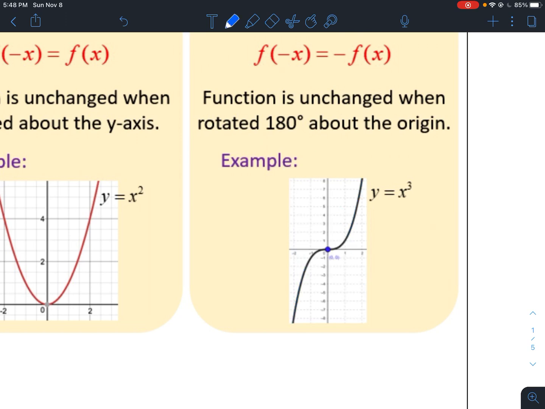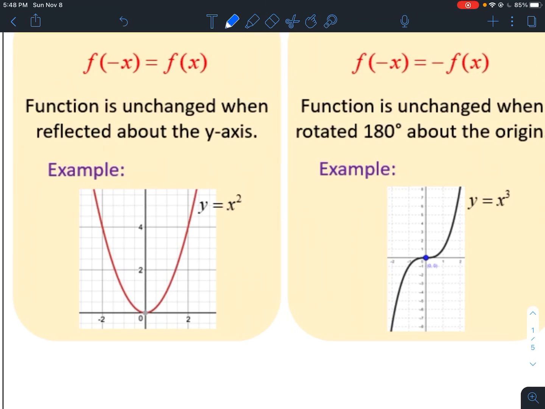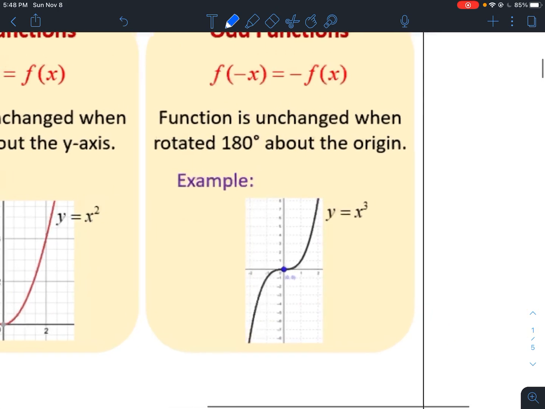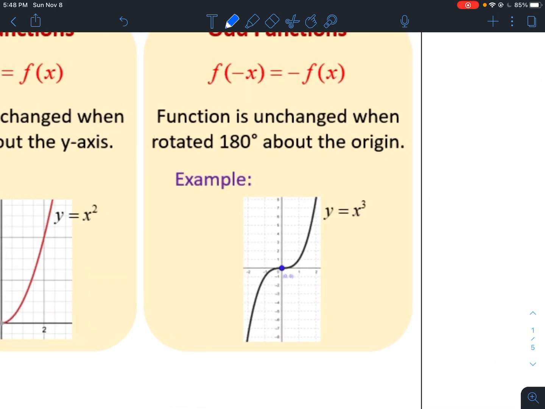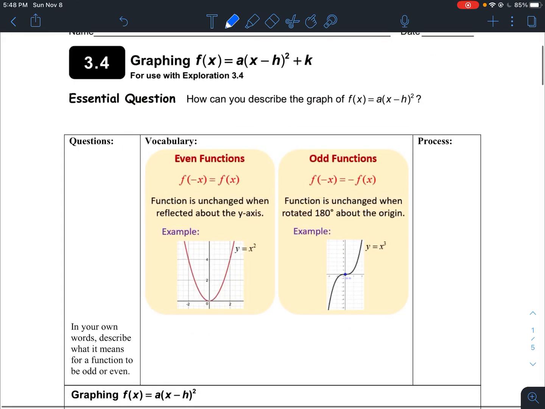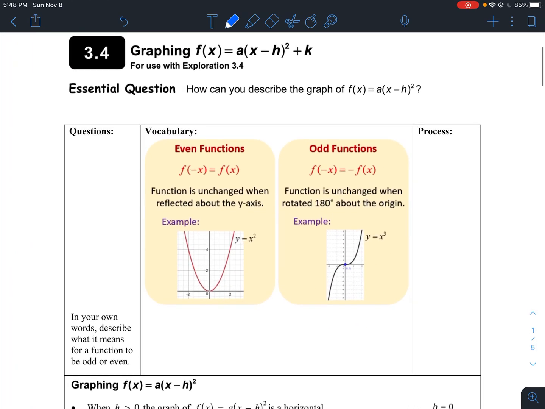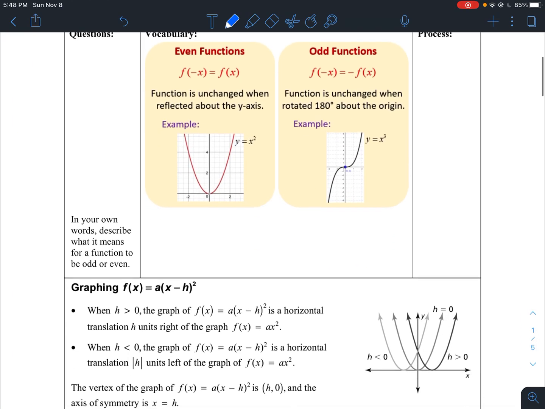So those are the differences. Basically an even function is a function that is symmetrical about the y-axis, and an odd function is a function that can be rotated 180 degrees about the origin and still remain the same. So that's the idea of an even and odd function. Go ahead, take a second and write in your own words what an even and an odd function is.